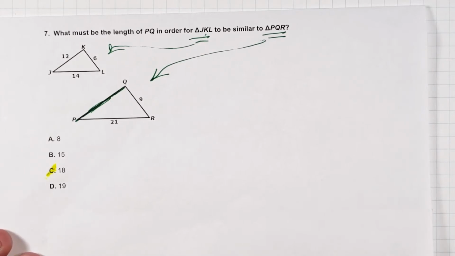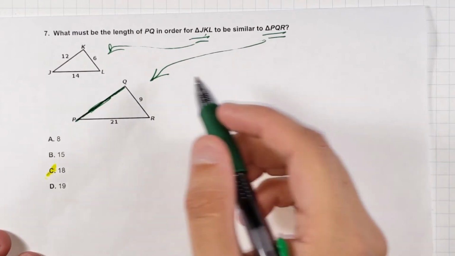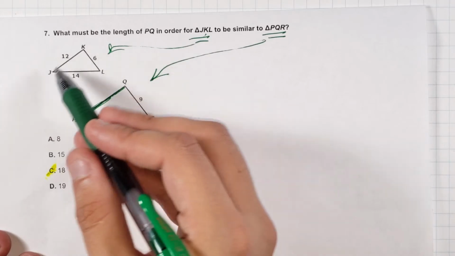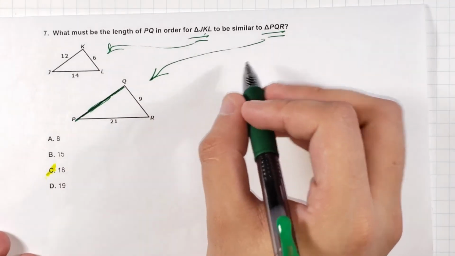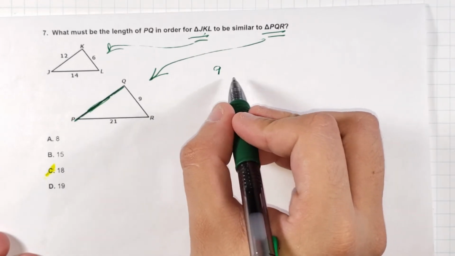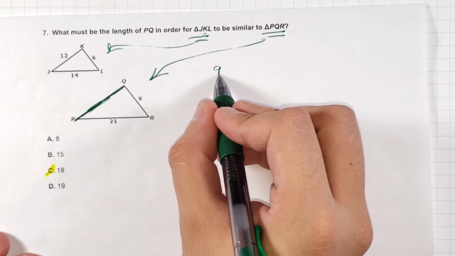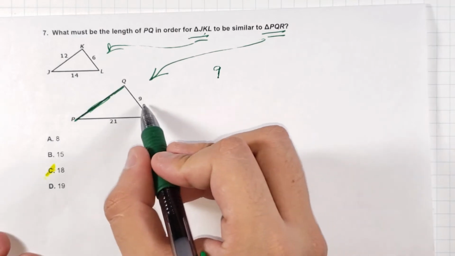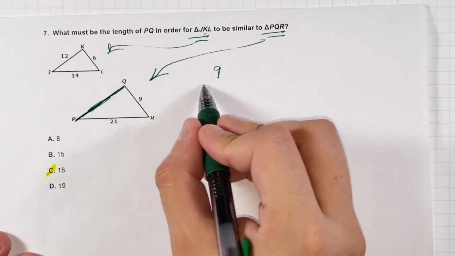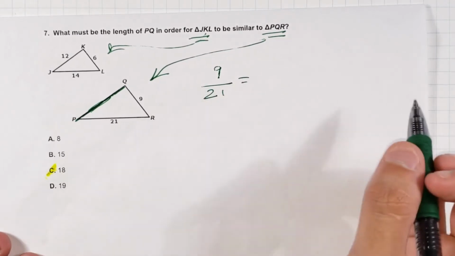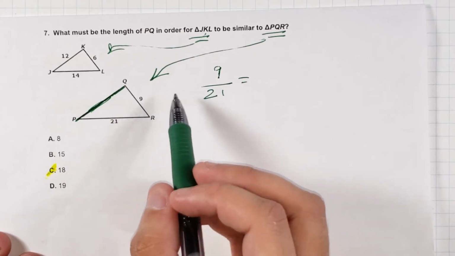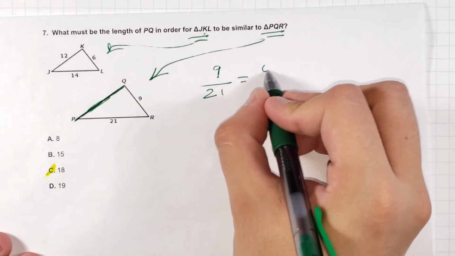But let's say you forget to put it here. Here's what you could do. You could set up a proportion with this triangle and then set it equal to this triangle. So what I'm saying is you could do 9 over, let's go ahead and do 9 over 21. Let's see what happens. Why not? All right, so I'll do 9 over 21, and then I would set it equal to 6 over 14.